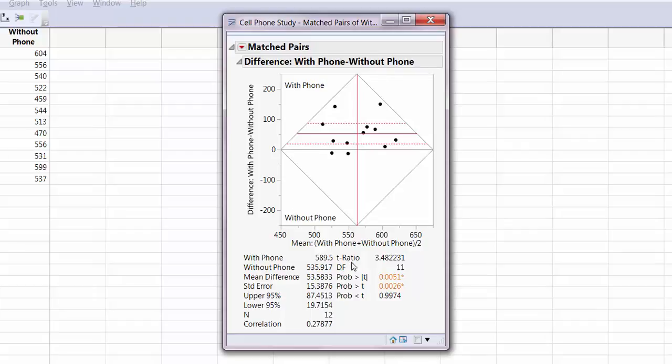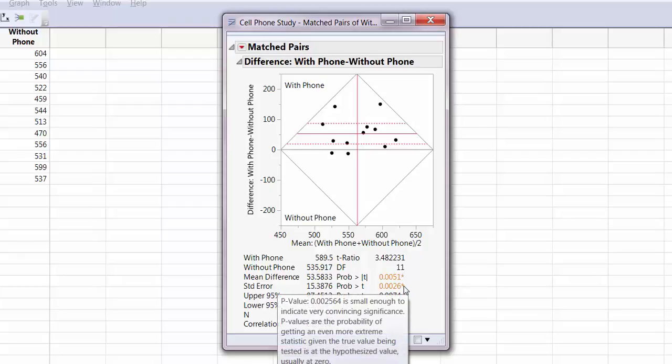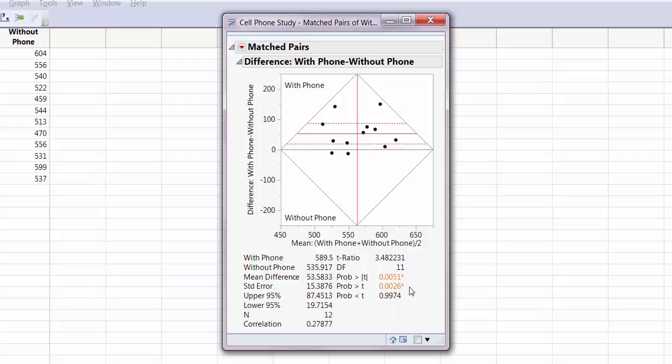And then here we're given the test statistic for our hypothesis test, 3.482231. Here we see our 11 degrees of freedom. And if you remember, when we approximated the p-value from the t-table, we came up with a p-value of between 0.0025 and 0.005. But as we can see here, the p-value is actually 0.0026.